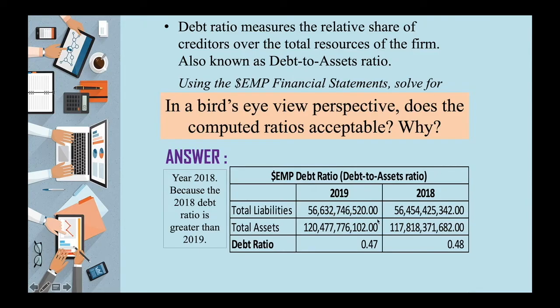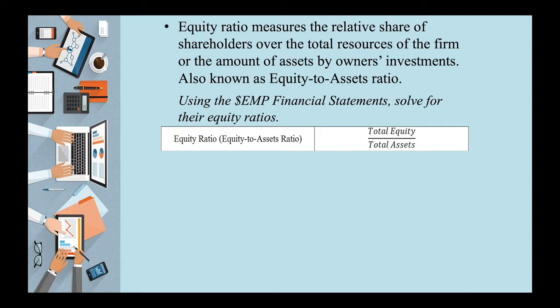Kasi pag tinignan nyo, 56.4 million versus 56.6, mas malaki talaga ang 2019. Tumaas ang liabilities nila. Pero in fact, tumaas din naman kasi yung asset. No, from 117 billion going to 120 billion. So meaning yung ratio nila, itong divide na to, ito yun. Kaya mas bumaba pa rin somehow yung 2019. So in a bird's eye view na perspective, naging okay. No? Kasi lumiit yung debt to assets ratio ng 2019. Okay, I hope you get it.